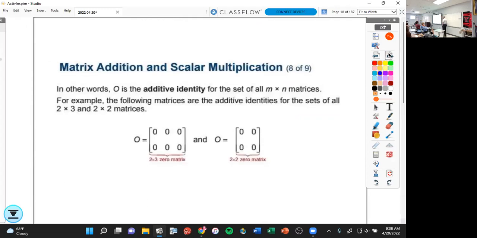Here are 0 matrices. A 0 matrix is simply a matrix consisting of all zeros. And as y'all saw earlier, adding a 0 matrix to a matrix results in no change, right?